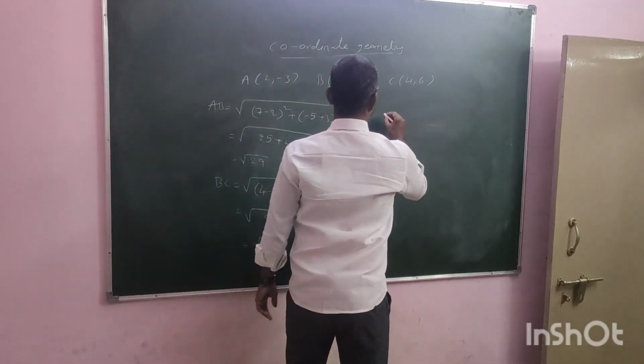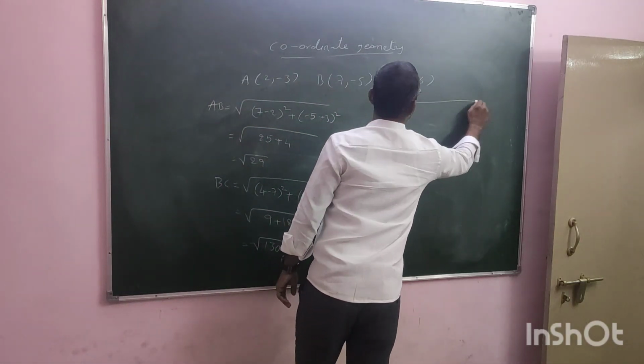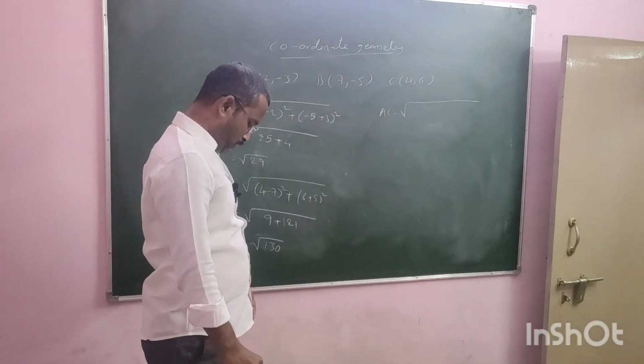Next, AB and BC are completed. Now you take AC. So AC, how can you take it?